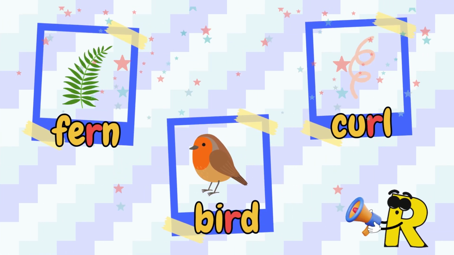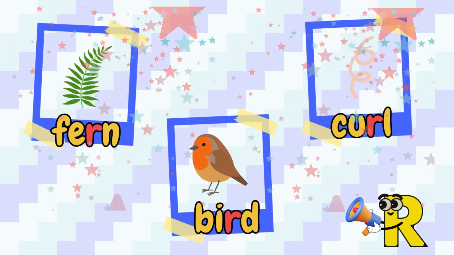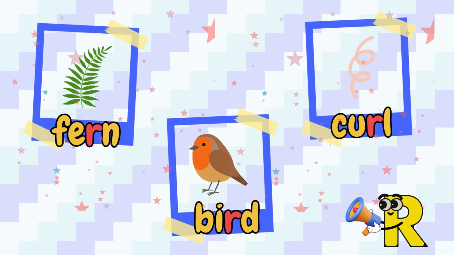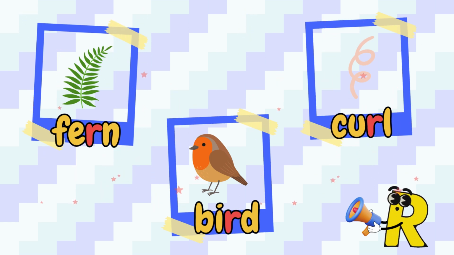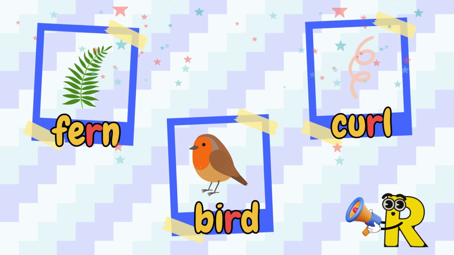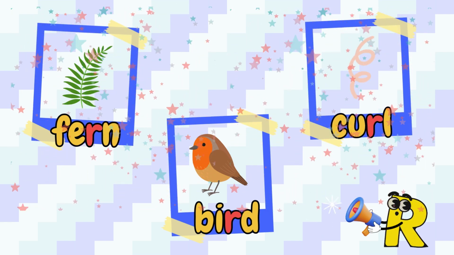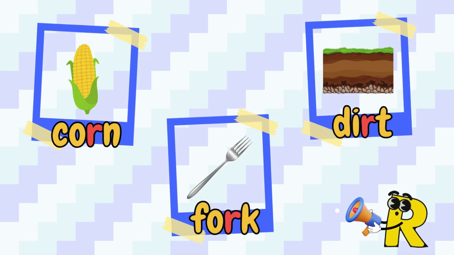Let's explore more examples. Take the words fern, bird, and curl. Notice how the E in fern changes to R, making it fern. In bird, the I becomes bird. In curl, the U changes to R, forming curl. Take corn, fork, and dirt. The OR says or in corn and fork. The letters I and R say the same sound in the word dirt.